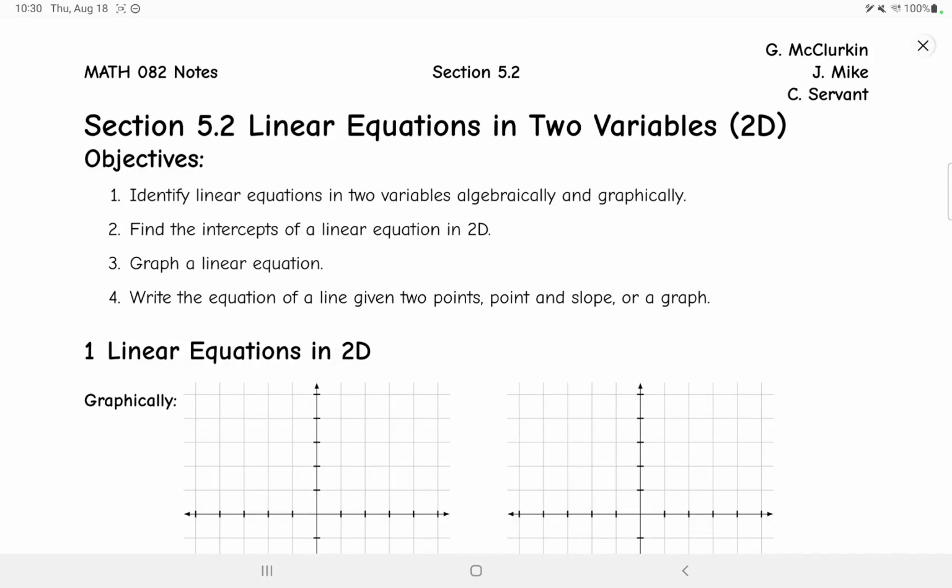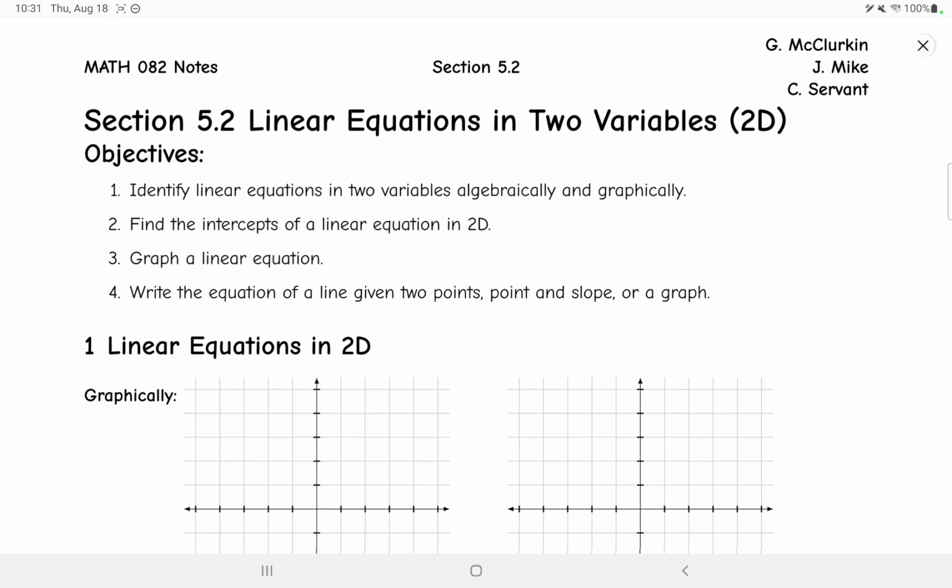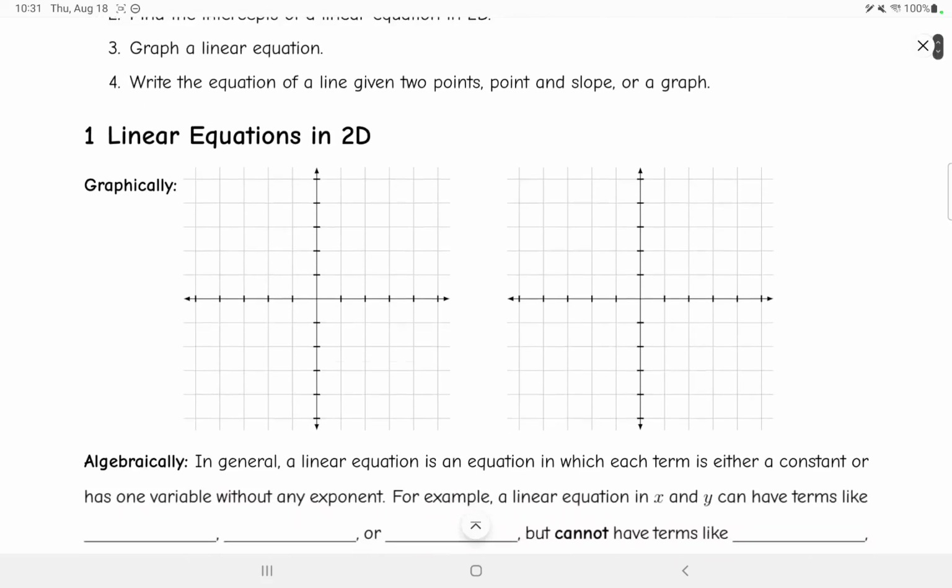Hello, today we're going to start section 5.2, linear equations in two variables. The objectives of this section are to identify linear equations in two variables algebraically and graphically, find the intercepts of a linear equation in 2D, graph a linear equation, write the equation of a line given 2 points, a point and a slope, or a graph. Part 1, linear equations in 2D.